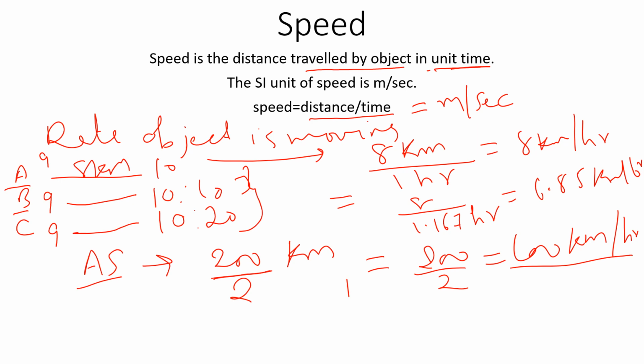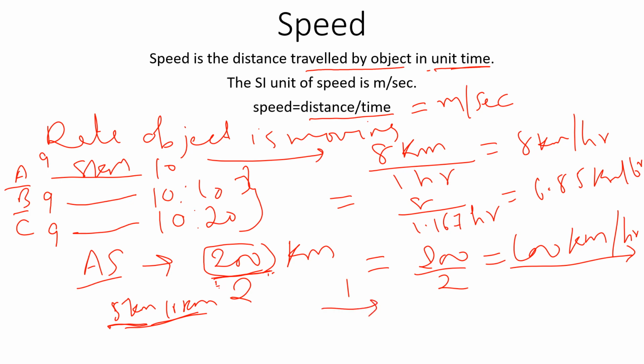It means it is not necessary that the object is traveling in uniform motion, that in every unit of time it covers the same distance. For the first unit of time maybe it covers 5 km, for the second unit of time it covers 10 km. So we find the average speed. Average speed is the total distance traveled divided by the total time taken. In this, it is not necessary that the object is in uniform motion. Okay, this is average speed.